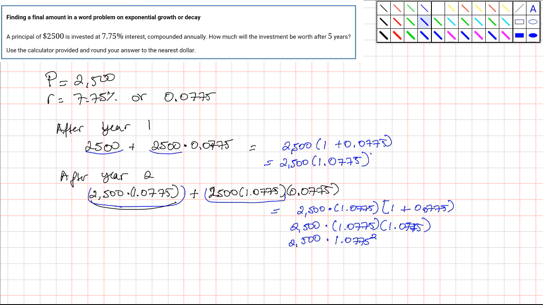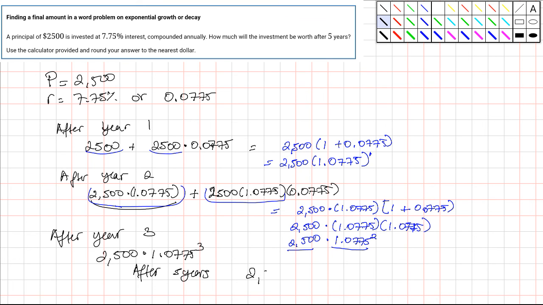So what you notice is we keep doing this for every single year. For the first year, that will be the equation. For the second year, we have 2,500 times 1.0775 squared. Now for the third year, if you start seeing the pattern, after year three we will have an equation that looks like $2,500 times 1.0775 to the third, and so forth. So after 5 years, how would we calculate this? It would say $2,500 times 1.0775 to the fifth power. Once you put this in your calculator, I didn't work it out, but this is the amount of money that you will have after 5 years.